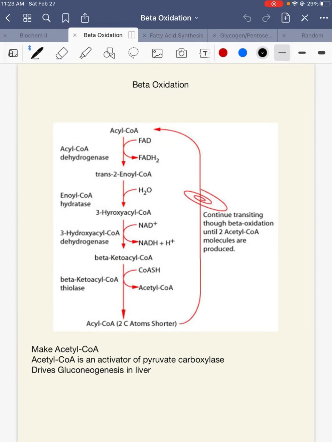So something important about beta-oxidation is it happens in the mitochondria. So when we talked about fatty acid synthesis, we said it happens in the cytosol. So that's kind of a way to regulate that more efficiently.